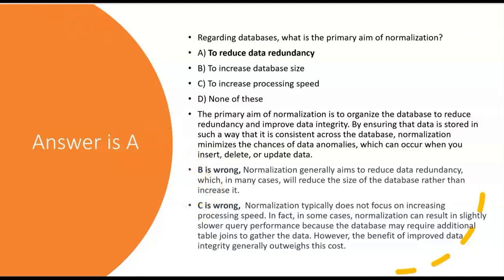B is wrong. Normalization generally aims to reduce data redundancy, which in many cases will reduce the size of the database rather than increase it. And C is wrong. Normalization does not focus on increasing processing speed. In fact, sometimes normalization can result in slightly slower query performance because the database may require additional table joins to gather the data. However, the benefit of improved data integrity with normalization generally outweighs this cost of a slower speed.